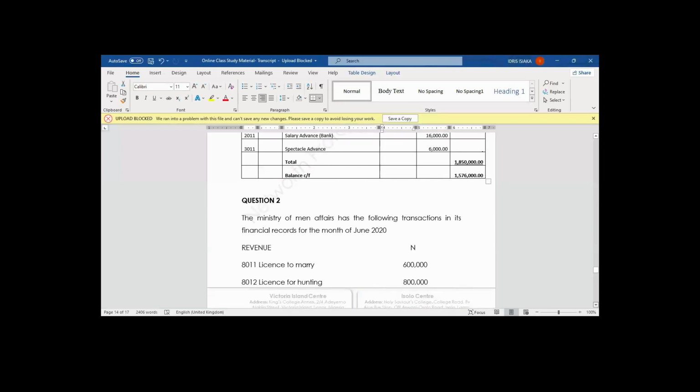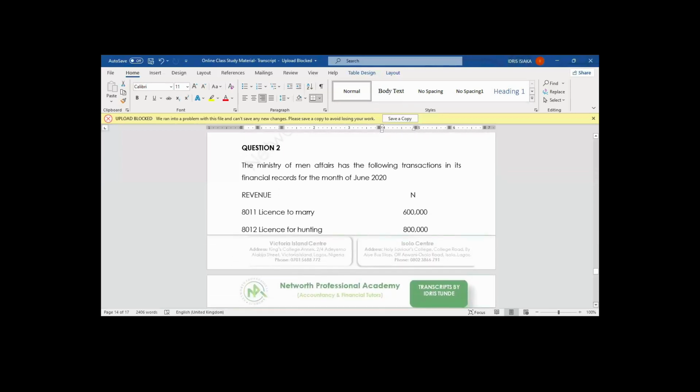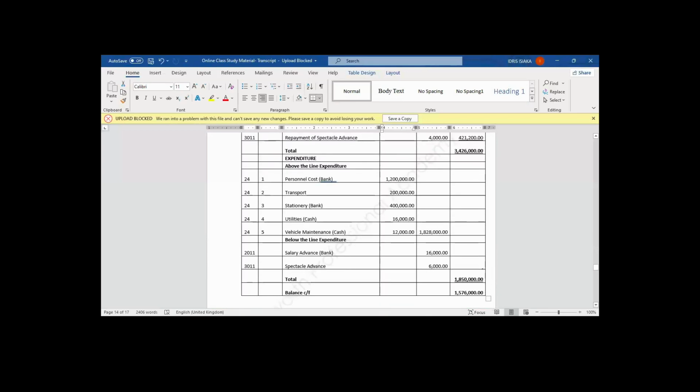Any question? Excuse me, sir. Yes, sir. Just a quick question on the last part of the question. On the below the line expenditure, why do we put the 2011 salary advance and then the spectacle advance there?